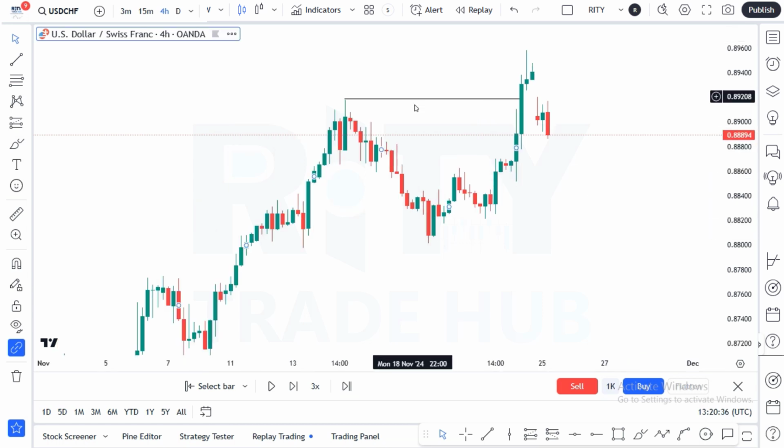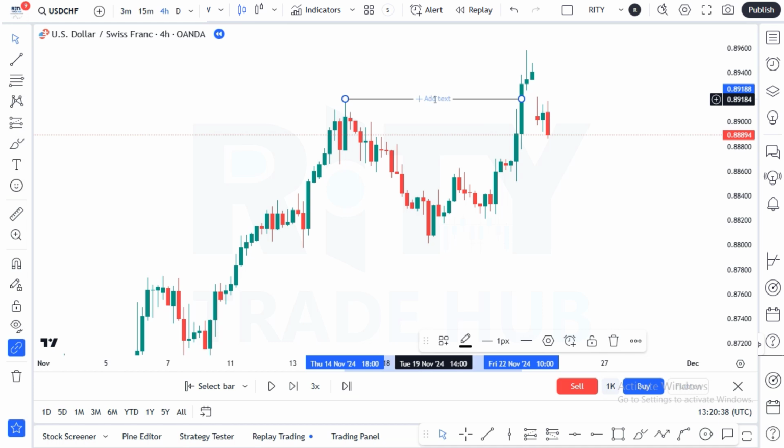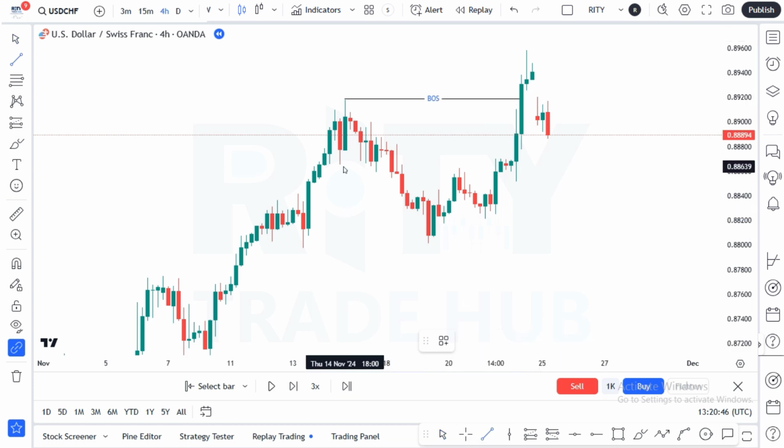Right here, like I previously highlighted, this is our break of structure zone. Here we have our BOS. And why is this our BOS? Because we have first liquidity points here which were taken out. Our first liquidity points, also known as our inducement zone, have been taken out. And after this, we have our break of structure.